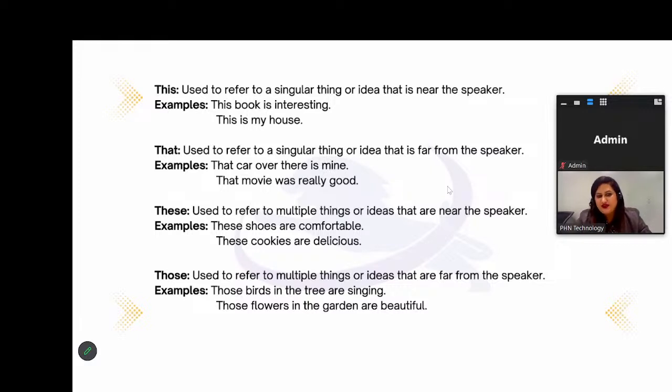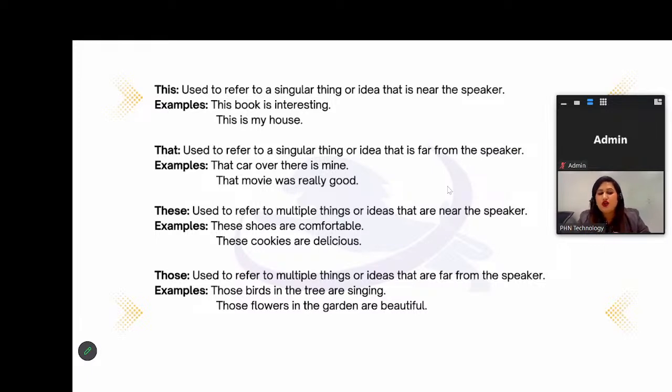These are used to refer to multiple things or ideas that are near to the speaker. Now, for example, we were talking about the things which were far from the person. Now we are going to talk about the things which are close to that person. Now, these are the books. Okay, for example, these shoes are very comfortable. These cookies are delicious. You're talking about something which is close to you. Okay. These are my favorite flowers. These are my favorite chocolates, which are close by to you. You're talking about that. So this is the word which is used when these is in the conversation.